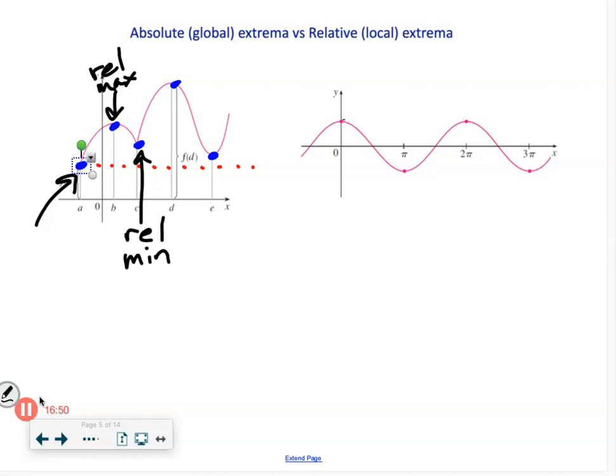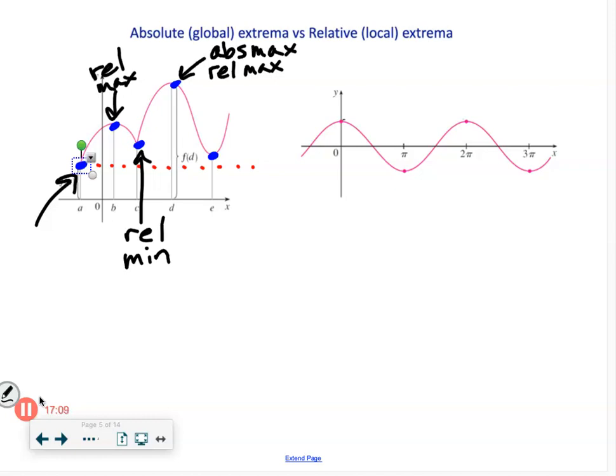What about this point up here? Both. That's both? Yeah. So it is. It's the highest point. It's the absolute max because it's the highest point on the whole function. And it's a relative max because it's the king of the hill. All right. And does everyone understand that?